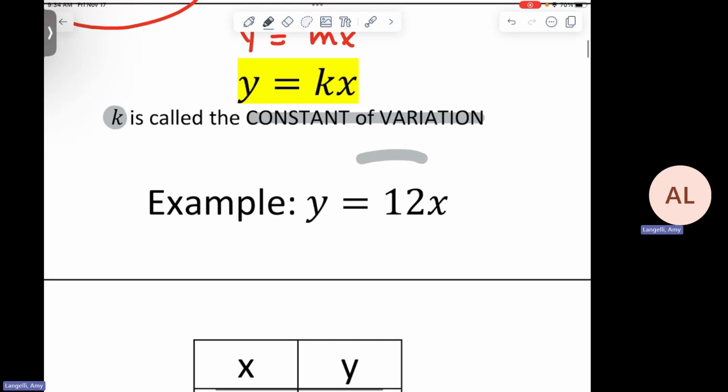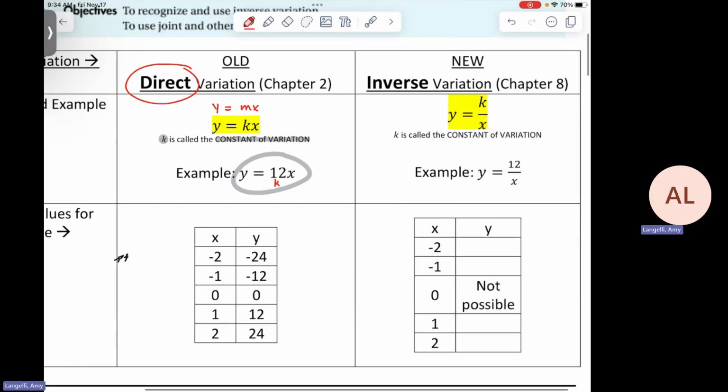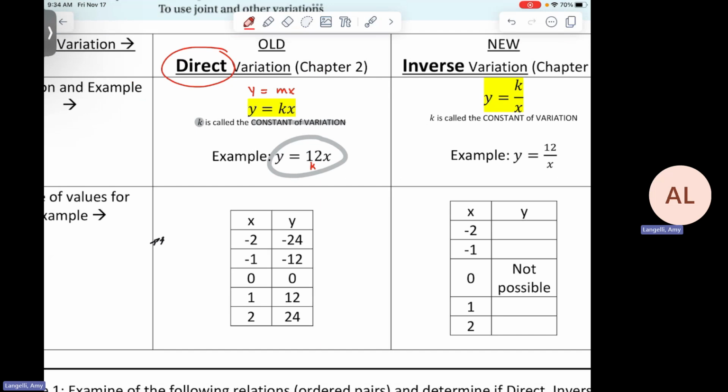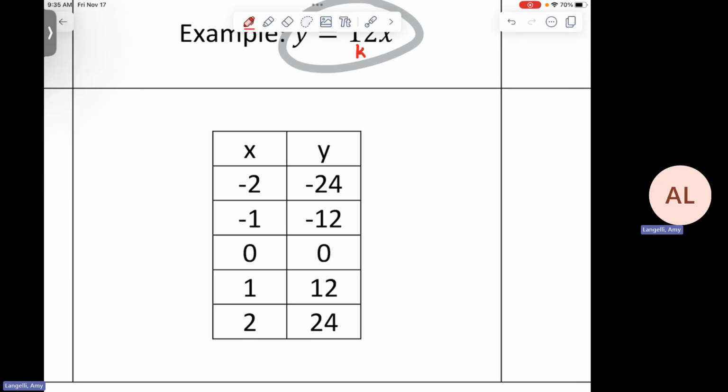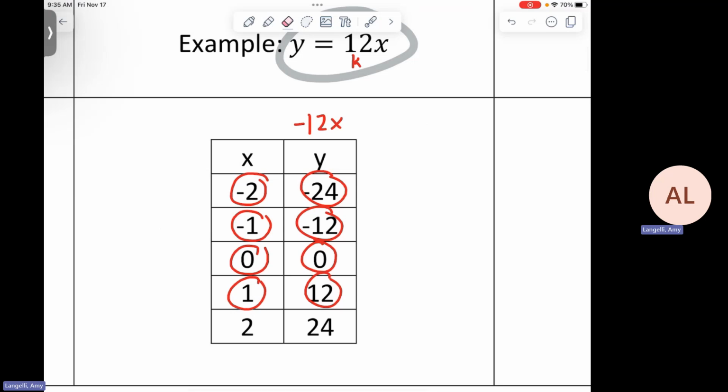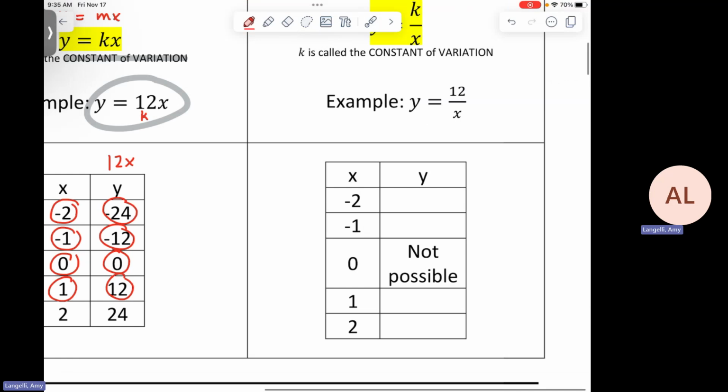Here's an example back from Algebra 1 and Chapter 2. Y equals 12x. The constant of variation would be 12. And there's an XY table for you. I thought it'd be nice for you to see what an XY table looks like for that. So if you plug in negative 2, you get negative 24. Negative 1, negative 12. 0, 0. 1, 12. And I'm sorry, I didn't mean to write negative 12 there. That was my bad. Okay, so every time you plug in the x's, you get out those corresponding y's. That's direct variation.